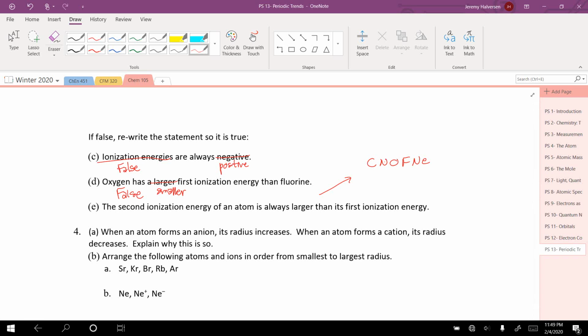And lastly, the second ionization energy of an atom is always larger than its first ionization energy, so that's true. Second ionization energy means after I've lost one electron, if I wanted to lose another one, that would be the second ionization energy. And that's always higher because once you remove an electron, removing another one is trying to rip off a negatively charged electron from a positively charged ion. That becomes difficult. There are other reasons involved, but that's just an important concept to know.